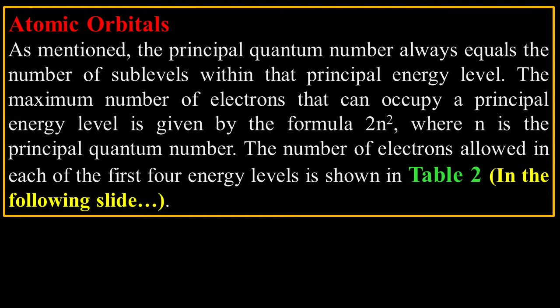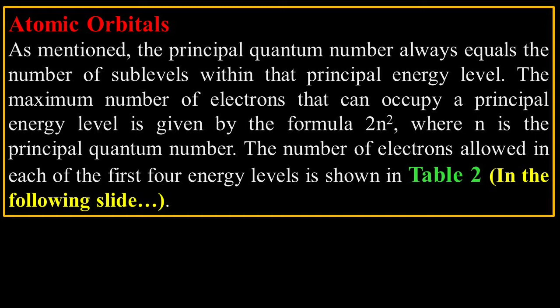As mentioned, the principal quantum number always equals the number of sublevels within that principal energy level. The maximum number of electrons that can occupy a principal energy level is given by the formula 2n squared, where n is the principal quantum number.